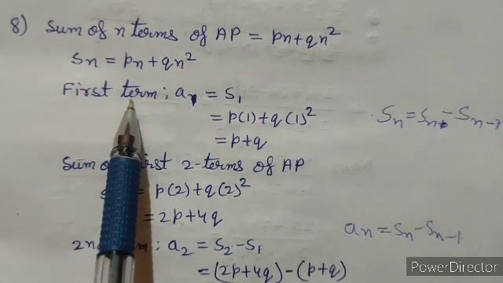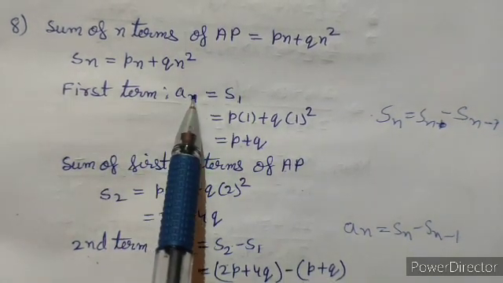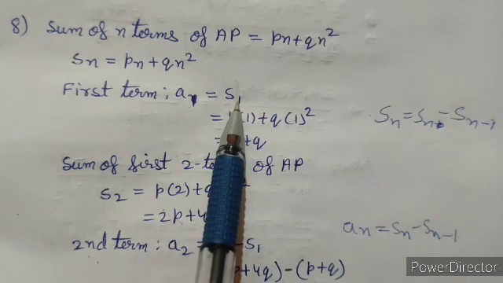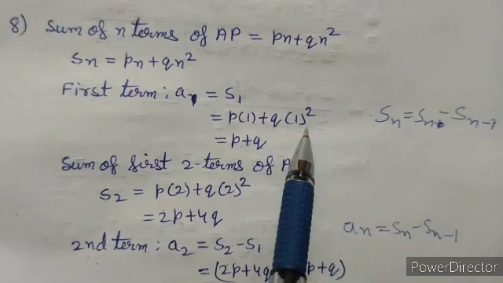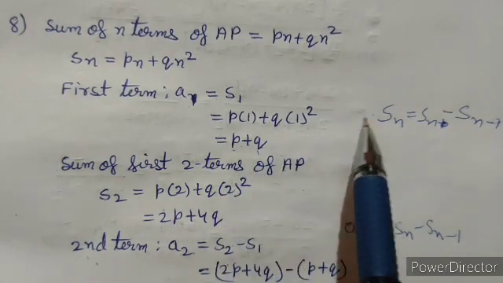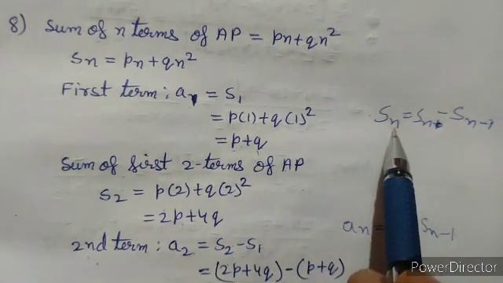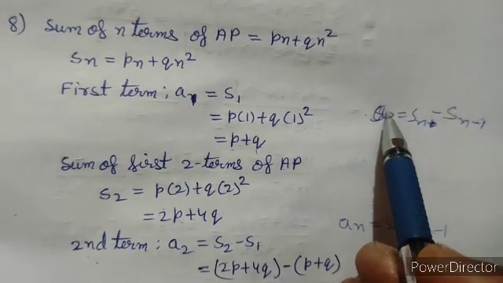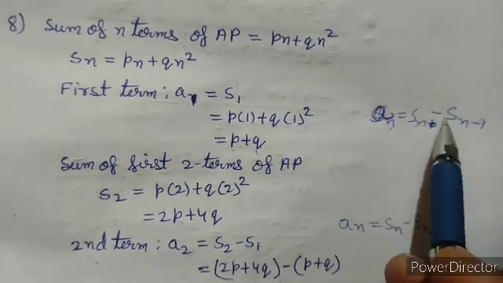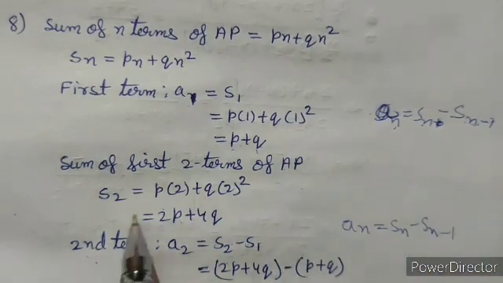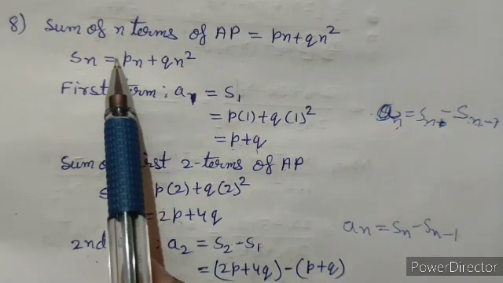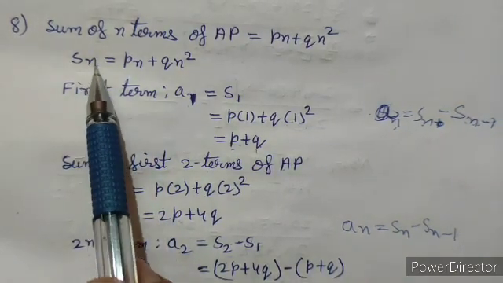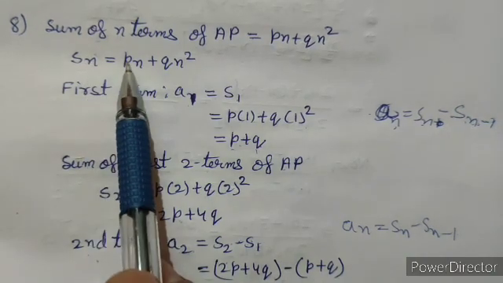Now the first term of the AP, that is A1, will be equal to S1, and S1 will be equal to P into 1 plus Q into 1 square, and that is P plus Q. As we know that An is equal to Sn minus Sn minus 1, so A2 will be equal to S2 minus S1. Now here S2 will be given by putting n equal to 2.